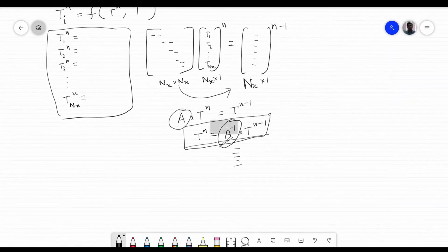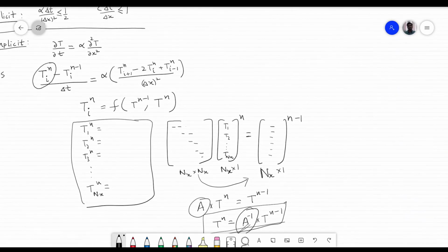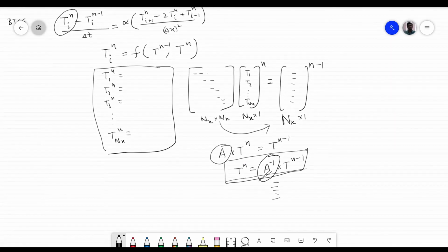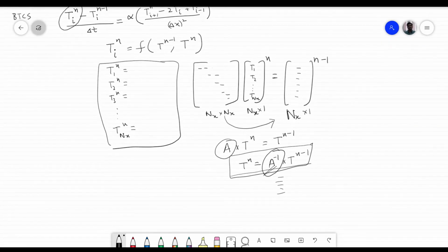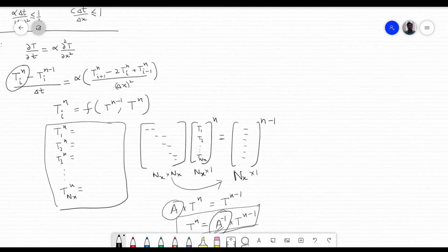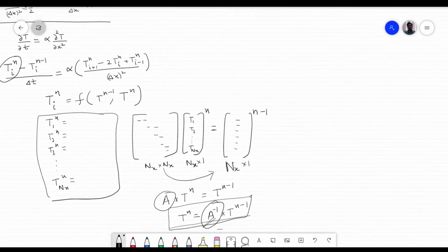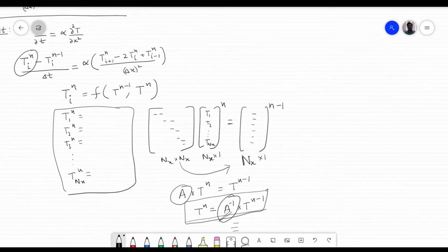Therefore, at least for one dimensional problem, there is a simple method which we can use. There is a one step or two step, you can call it two-step method, that we can use for solving this problem without having to calculate inverse of a matrix. Before going to that, let us talk about some more implicit methods.